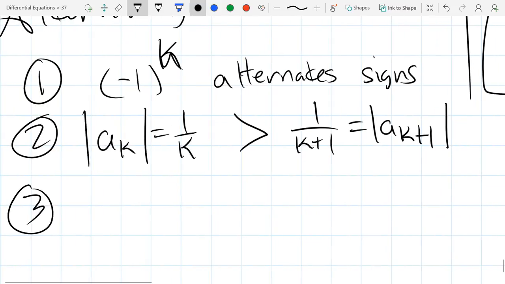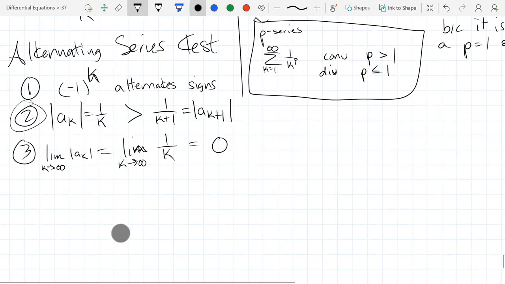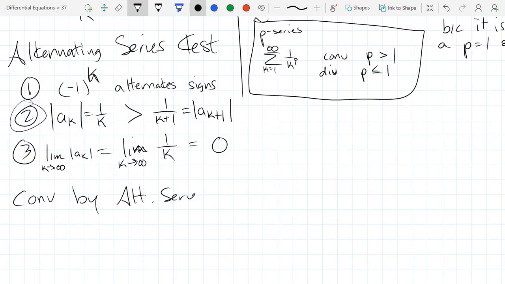And last thing we need to show, the limit of a_k needs to approach 0 as k approaches infinity. This is pretty easy to see for this series. Some of them are a little more tricky, but this series is pretty straightforward. 1 over k, as k approaches infinity, will definitely be 0. So these terms get smaller and smaller towards 0. Just because you pass number 2, maybe your terms get smaller and smaller approaching 1, in which case you'd be adding up numbers very close to 1. So just because they get smaller, they have to get smaller going to 0, not going to some other number. All right, so we pass alternating series tests. So this converges by alternating series test.